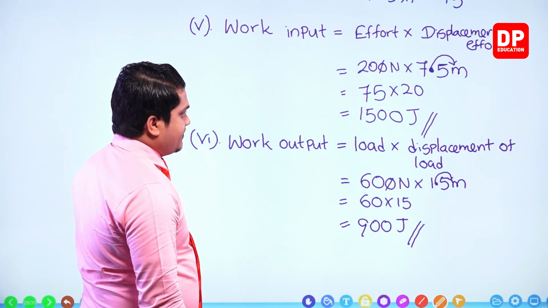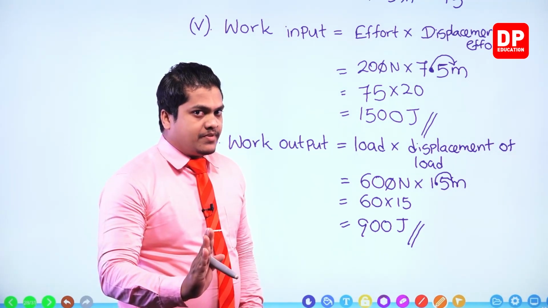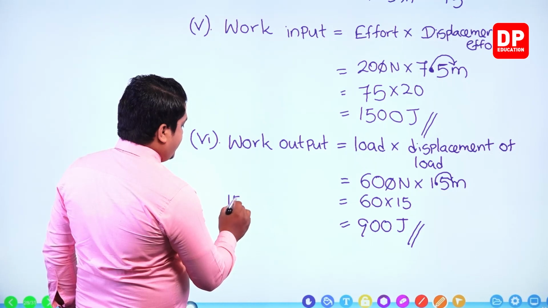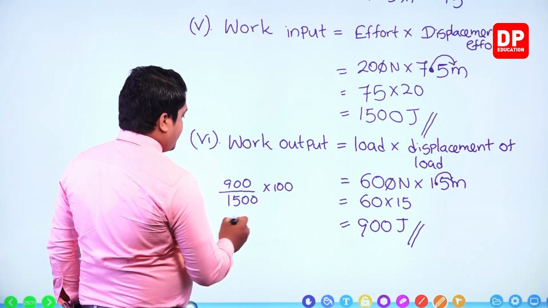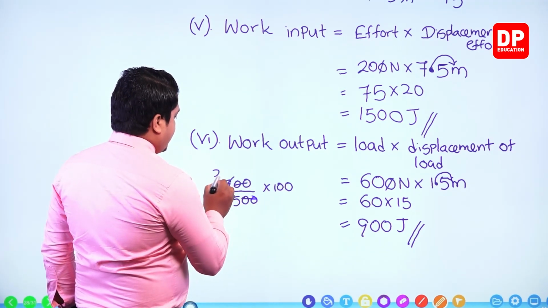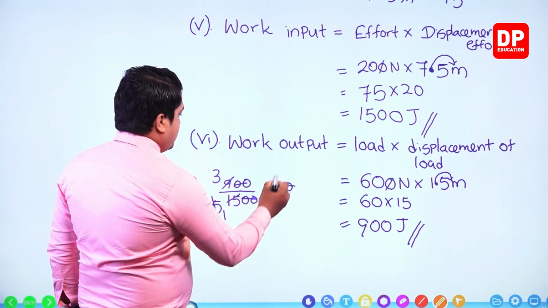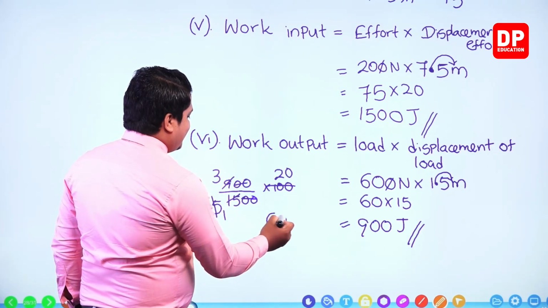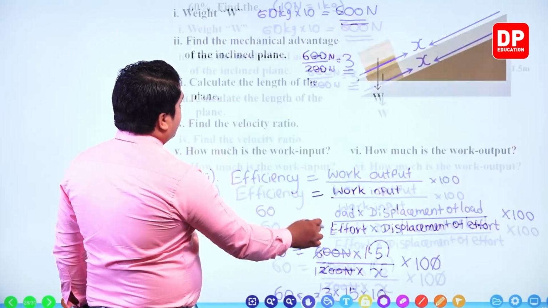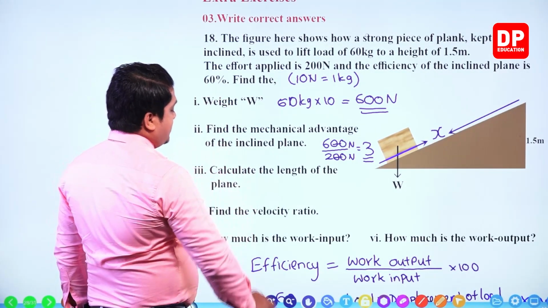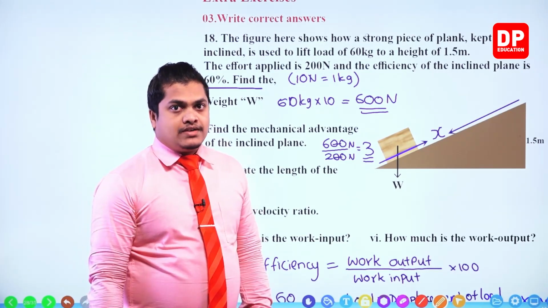Okay. So let's see whether our answer is correct. If so, the efficiency should be equal to 60%. Let's see. 900 over 1500 times 100. 3 times 3, 3 times 5, 5 times 1, 20, 60. See, efficiency is 60. So our answer is correct, my dear children.